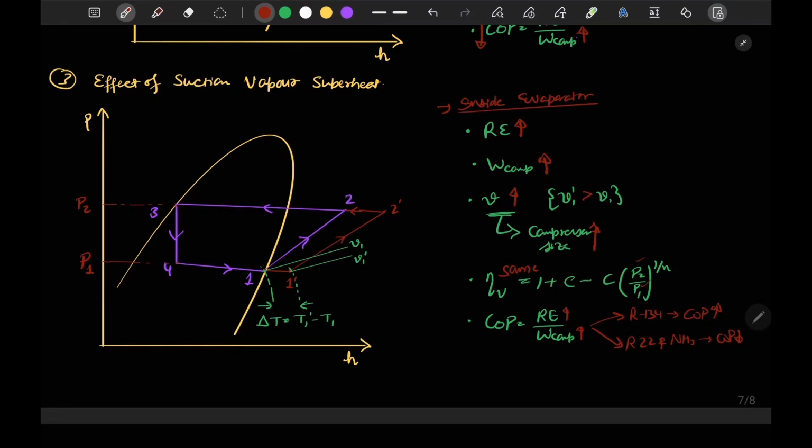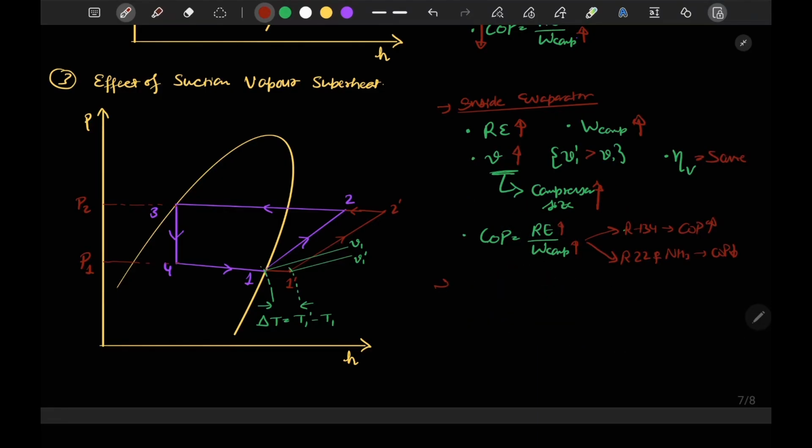Now earlier we discussed the case where superheating was inside the evaporator. Now we will consider superheating outside the evaporator. In this case, what will happen? We will see the effect on refrigeration effect, the effect on work done by the compressor, and how the COP varies.